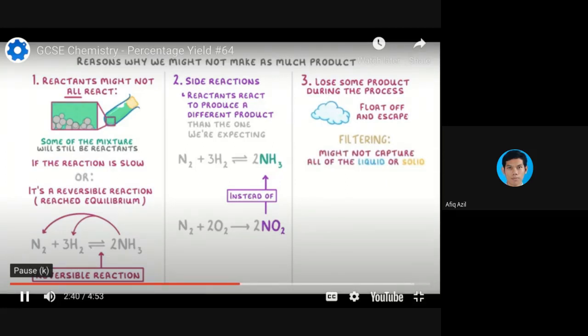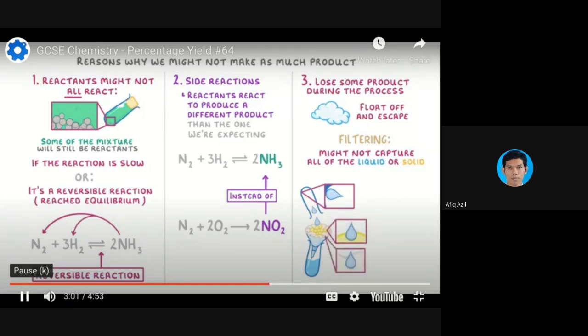To understand what we mean, imagine that we were using a filter paper and funnel to filter out a solution and separate the liquid and the solid. If our aim was to capture all of the liquid, it would be difficult because there'd be some liquid left in the beaker, some left on the solid, and also some left behind on the filter paper itself. And so we're not actually getting all of the liquid into the test tube like we want.